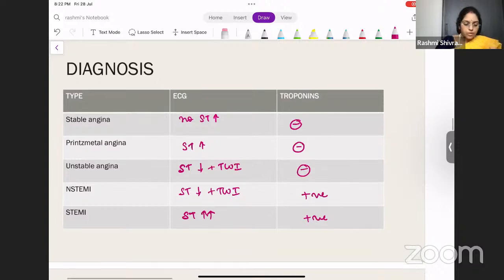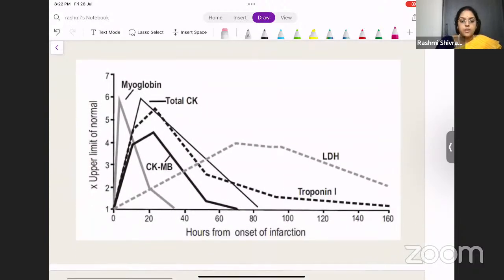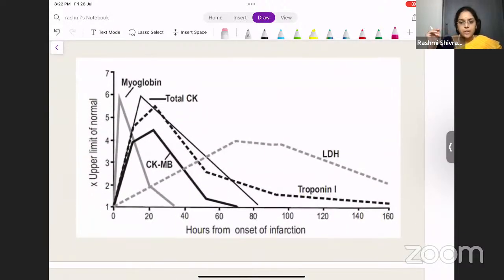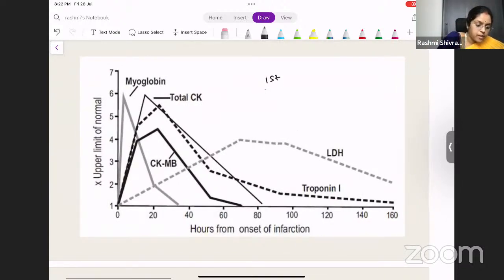So we are now going to see what all the parameters that get elevated are and how they are helpful. The first one to rise and fall will be myoglobin. It is not of any clinical importance because it rises so fast and within 2 hours it falls down, so we are not able to actually detect it at a fast rate. The second one is CKMB and troponin.